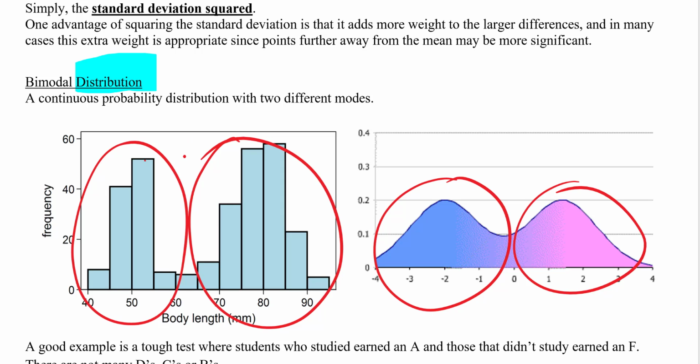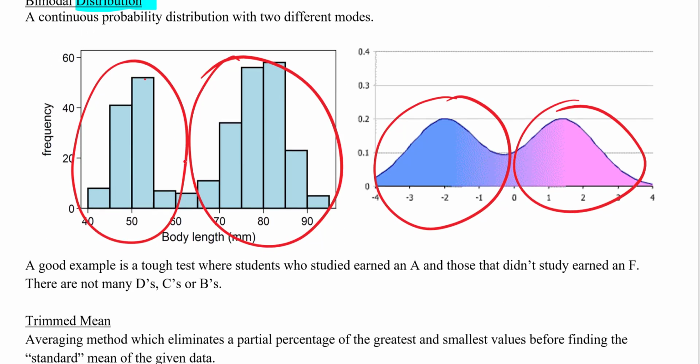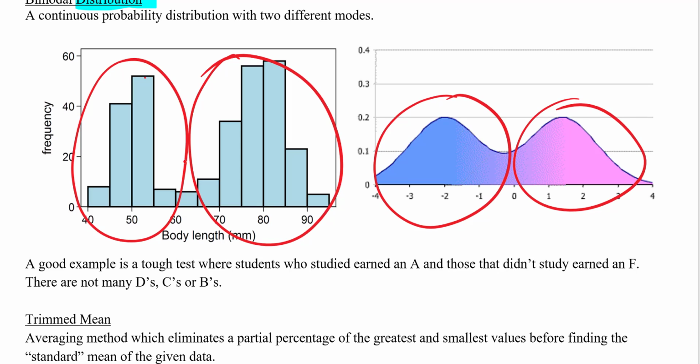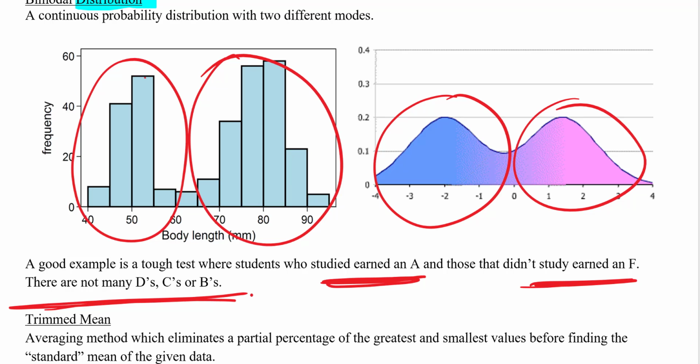Okay? A good example of something bimodal is if I gave you a really tough test and some people studied and some people didn't. So some people got an A because they studied, and some people didn't study and they earned Fs. So there weren't a lot of Ds, Cs, or Bs, so that's what makes something bimodal.